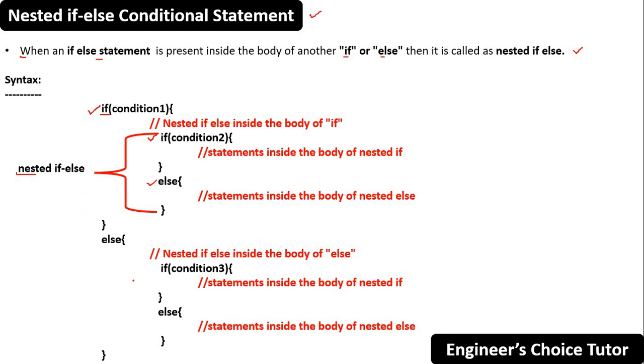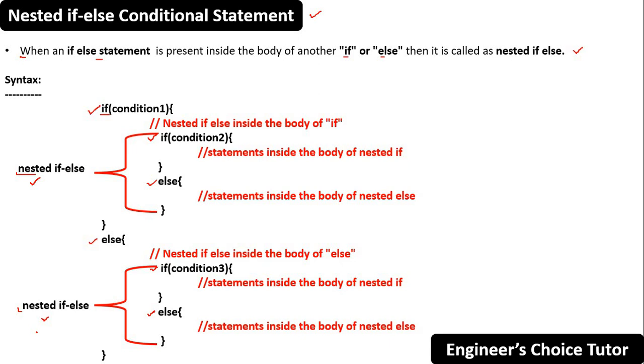Fine. And see this if and this else. This is also present inside the body of else. Because of that reason, this is also called a nested if-else, because it is present in the body of the else block. So we have two nested if-else here. A nested if-else statement can be present inside if, or inside else, or inside both if and else. There is no restriction. I hope now you understood the nested if-else statement.